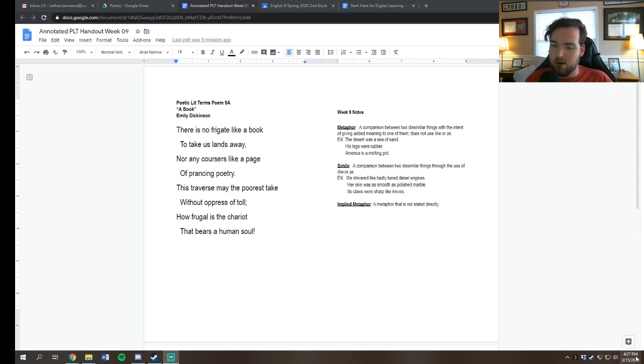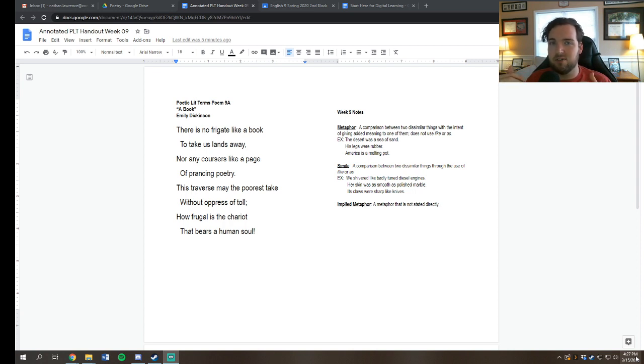And in that sense, we are taking the associations that we have with one thing and we are adding them to the other. So that's what both of these things do. The only difference is that metaphor doesn't use like or as, right? So simile is a comparison between 2 dissimilar things through the use of like or as, right? We shivered like badly tuned diesel engines. Her skin was as smooth as polished marble. Its claws were sharp like knives.